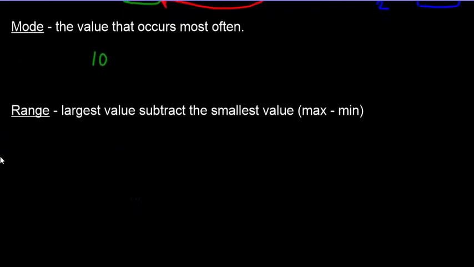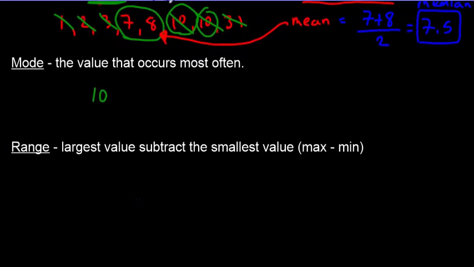Okay, and now the range, again, not too difficult here. You're just taking your largest value and you're going to subtract your smallest value. Another way we can say that is the max minus min, the maximum value minus the minimum value. So what was the maximum value? Well, that's the nice thing with ordering it here again. Just look to the right and look to the left.